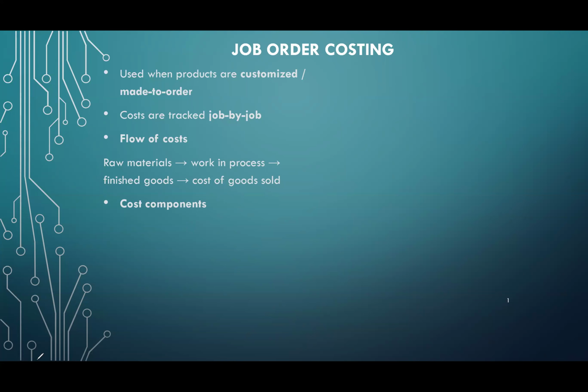Okay. Also recall that when we talk about any manufacturing cost, in particular any manufacturing company, we talk about three cost components. Okay. What are the three cost components we talk about? We talk about manufacturing cost always comprises of three things: direct material plus direct labor plus manufacturing overhead.